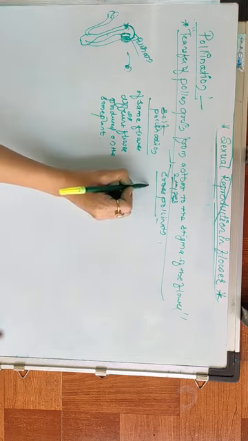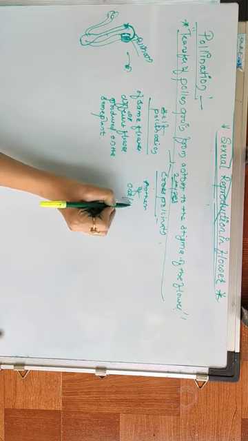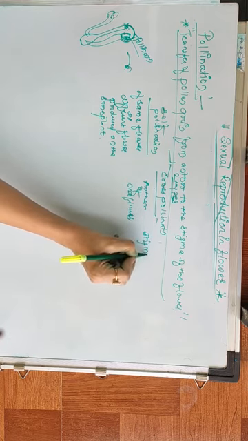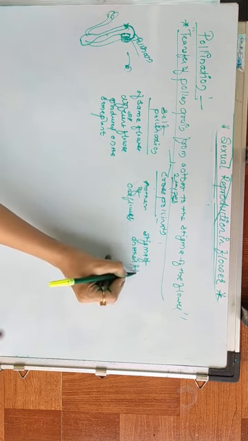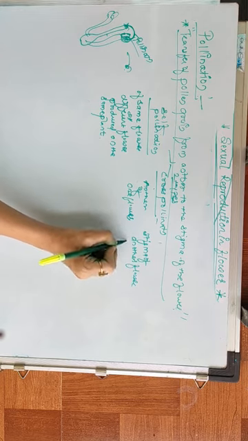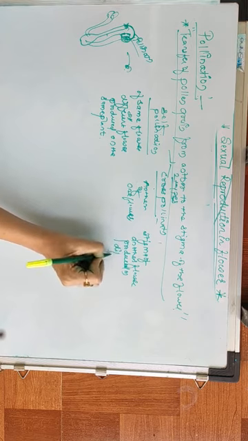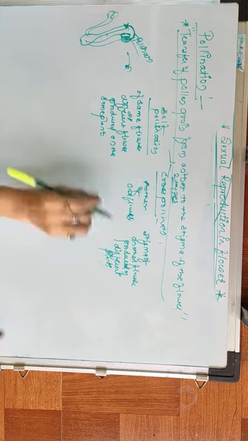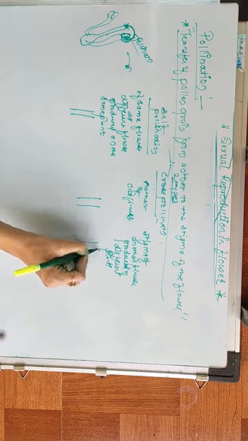It means what I told you: here the anther of one flower, and here the stigma of another flower produced on different plants. Okay, now see, here the plant is only one, but here the plants are different.